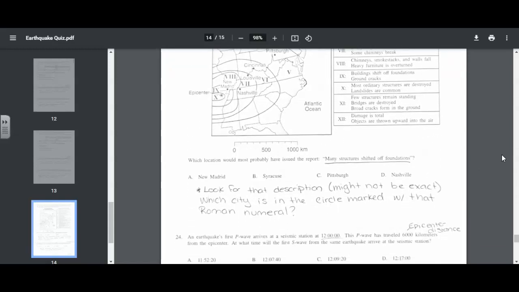Which location would probably have issued the report, "Many structures shifted off of foundations"? So you're going to look for that description. It might not be exact, but something that says that the structures are shifting off of their foundation. Which city is in the circle marked by that Roman numeral? Okay, it's going to be New Madrid, Syracuse, Pittsburgh, or Nashville.